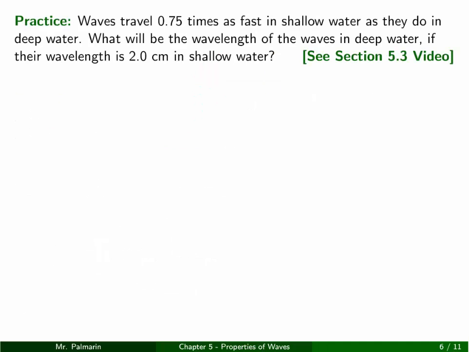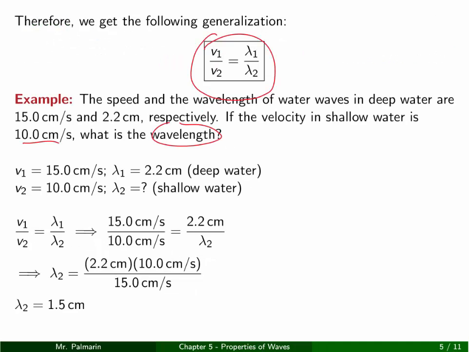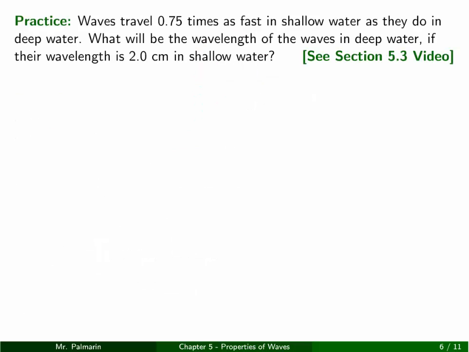I'll do a question with you that's a bit trickier than that first one. So I'm assuming you've read through it. You simply associate or allocate variables with the appropriate numbers given and solve for the missing variable. Here's the same thing, and this time it's a bit less explicit what to do. Waves travel 0.75 times as fast in shallow water as they do in deep water. What will be the wavelength of the waves in deep water if their wavelength is 2 centimeters in shallow water?